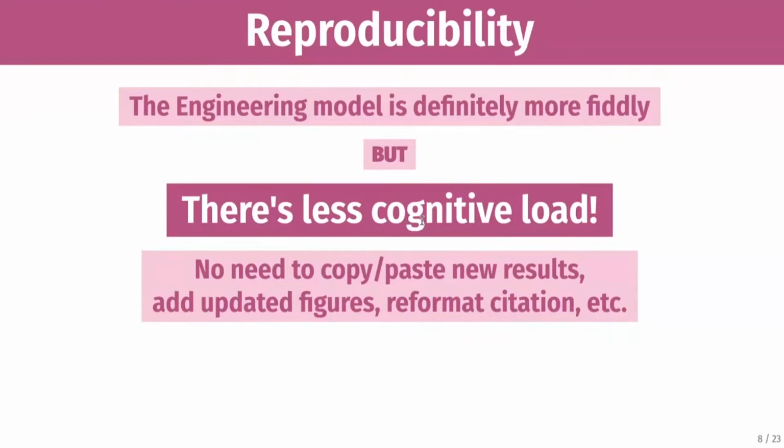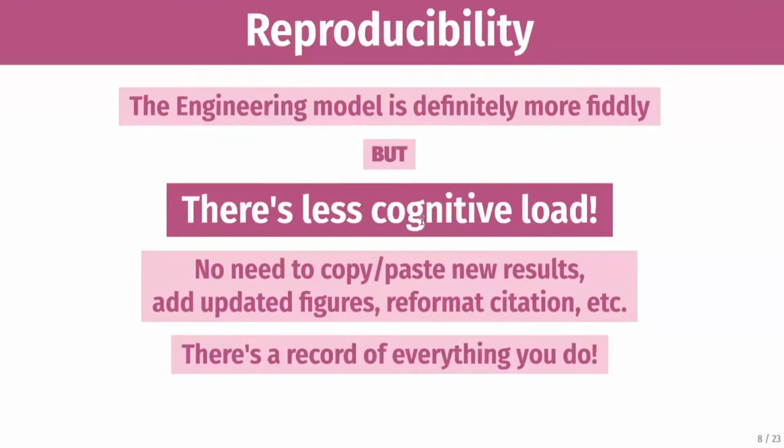You don't have to go through and change every one of your citations and check your bibliography, anything like that. There's also a record of everything that you do, because everything is just in these separate pieces. If you're cleaning your data, you don't need to remember that you added a new column or got rid of specific rows.